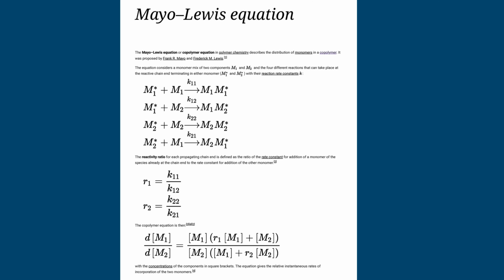The Mayo-Lewis copolymer equation. The quantitative relationship between monomer consumption and polymer composition is described by the Mayo-Lewis copolymer equation, one of the cornerstones of polymer reaction engineering. It relates the instantaneous composition of the growing copolymer to both monomer concentrations and reactivity ratios, where M1 and M2 denote the instantaneous monomer concentrations in the reaction mixture.